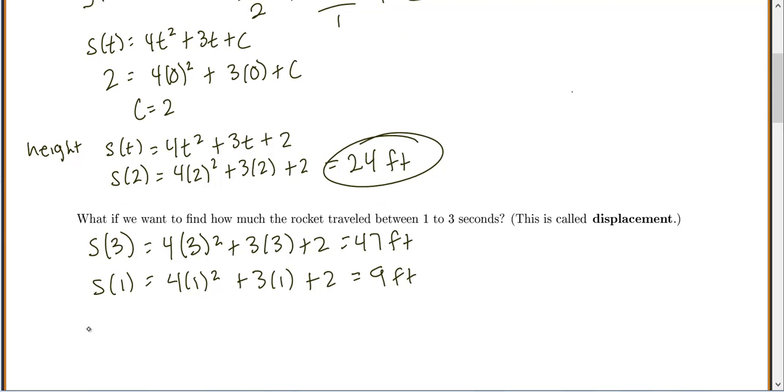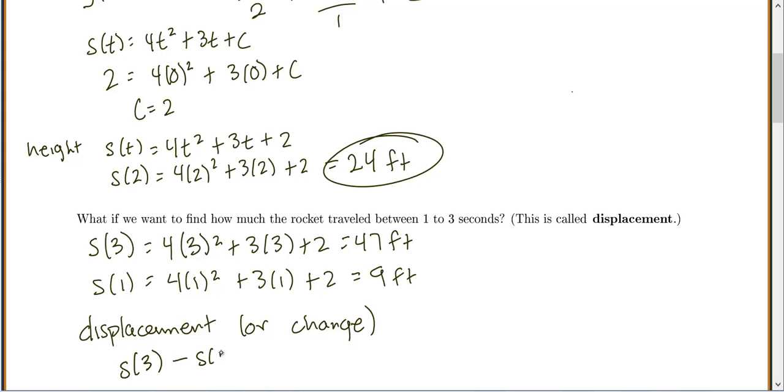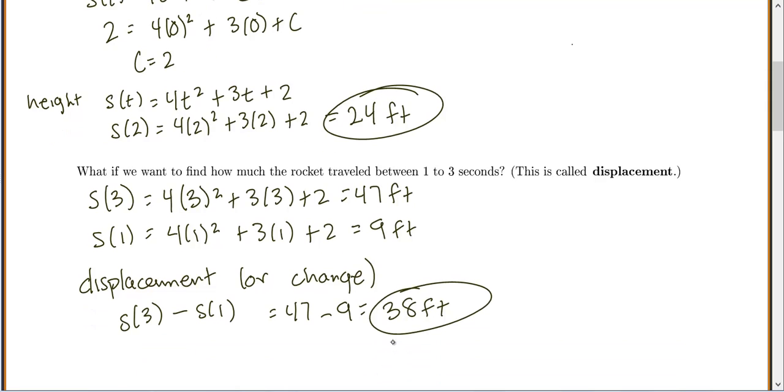So the displacement, or change, is going to be s of 3 minus s of 1, or 47 minus 9, which is 38 feet. So between 1 and 3 seconds, it traveled 38 feet. So notice we wanted to do s of 3 minus s of 1.